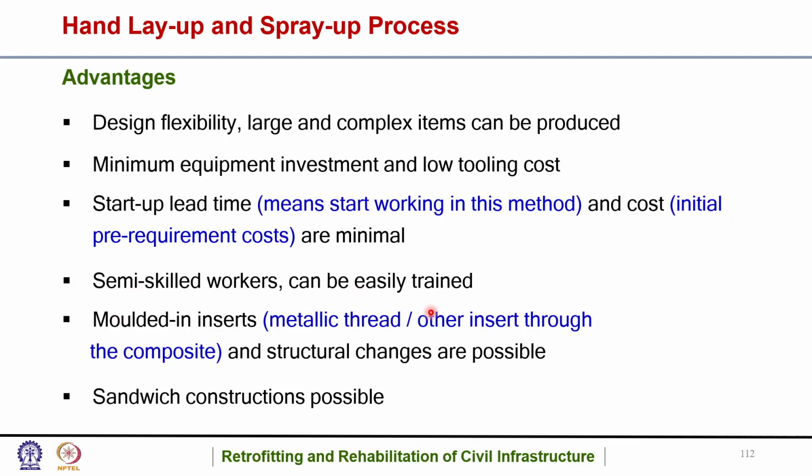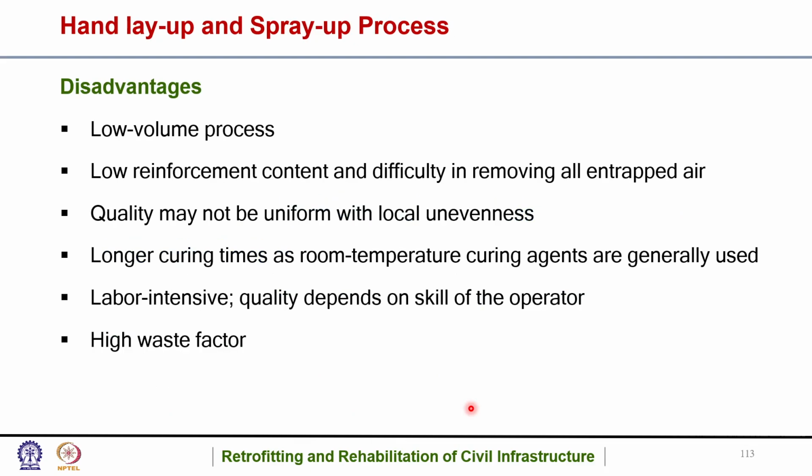Semi-skilled workers can be easily trained. Molded in inserts, metallic thread or other insert through the composite, and structural changes are possible. Sandwich constructions possible. Okay. So these are advantages, and along with that there are also certain disadvantages. They are low volume process, low in reinforcement content, and difficulty in removing all entrapped air.